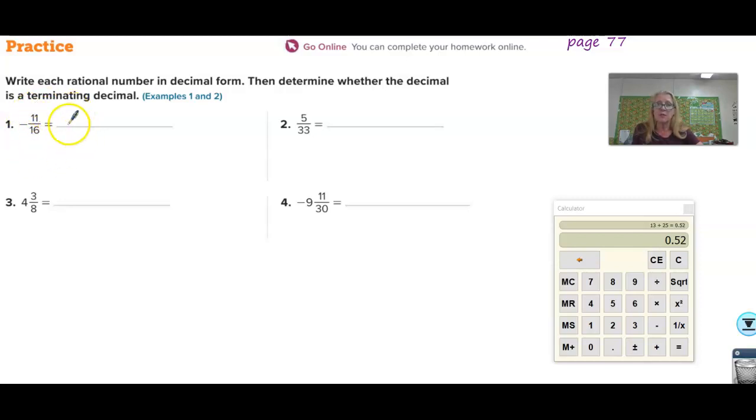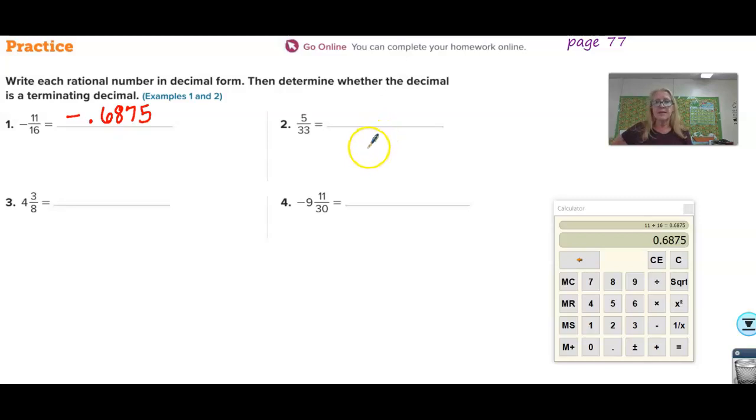Now, with this one, we know this is going to be negative, so I'm just going to go ahead and start off by putting a negative sign there. I'm not going to bother putting that in the calculator. I'm going to do 11 divided by 16. So I come over here, 11 divided by 16 equals, and that's terminating, 0.6875. Don't forget that negative sign. They put those in the problems, probably to mess with you, thinking you'll forget it.